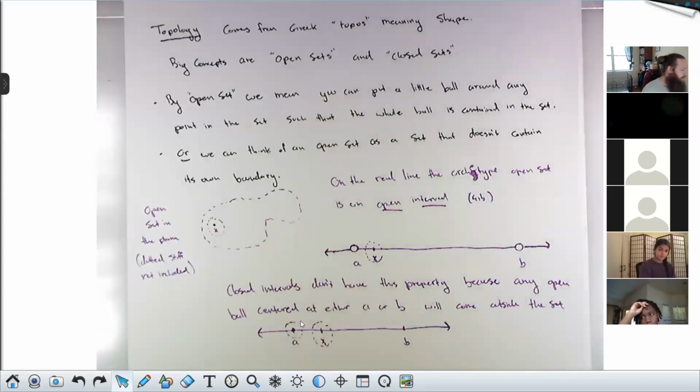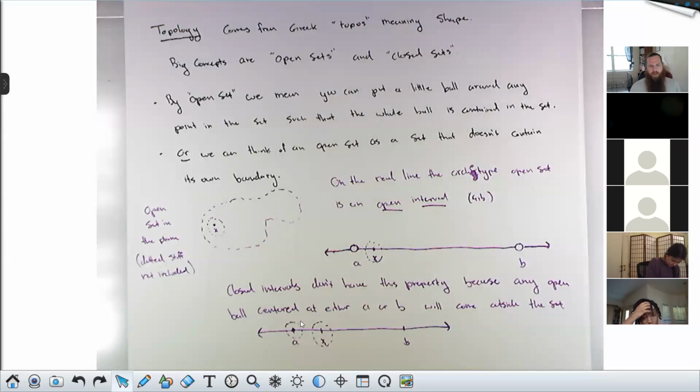All right. I would love to talk more about topology. I have a funny video about open and closed sets. Turns out open and closed are not mutually exclusive. You can be both open and closed. For example, the whole real line is open and closed. The empty set is both open and closed.